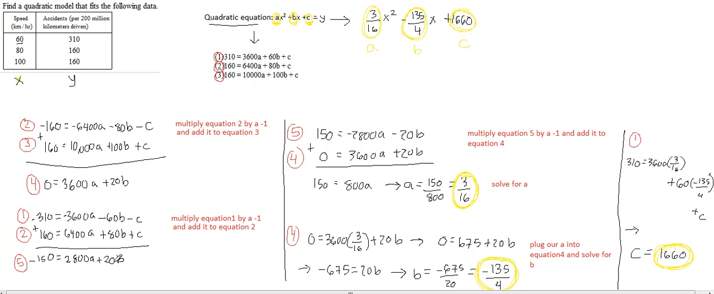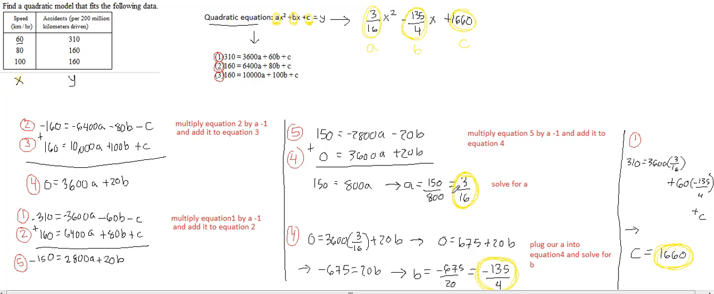So in equation 4 and equation 5, the c's have been eliminated. There's no more c's in them. So I looked at equation 4 and 5, and I multiplied equation 5 by -1 and added it to equation 4. Multiplying 5 by -1 just changed the signs of all these, but I did that so that these b's would cancel, because a -20b and a +20b will cancel, and now I'm left with a new equation with only an a in it. Once there's only one a, I can solve for a by getting the a all by itself, dividing both sides by 800, and I got a is 3/16.